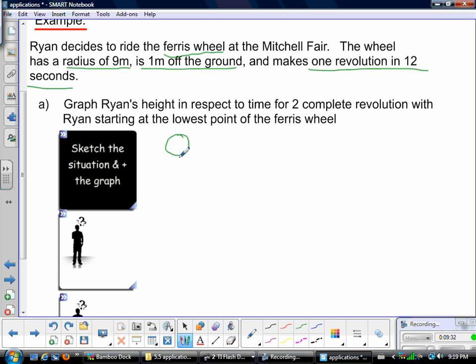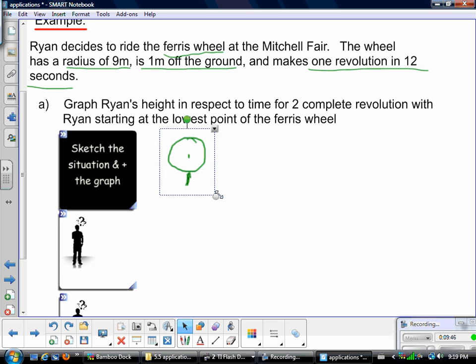And I know that it's so far off the ground, so I'm not to scale. Okay, so here's my wheel. Now, what do I know about this wheel? Well, I know a few different things, and actually I'm going to make mine just a little bit larger.